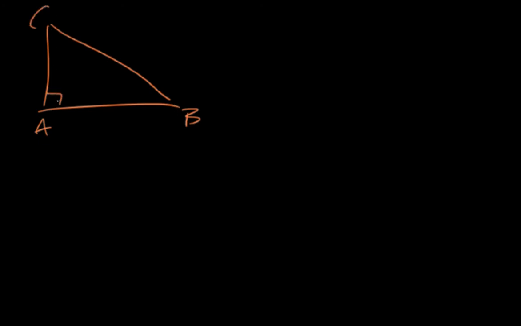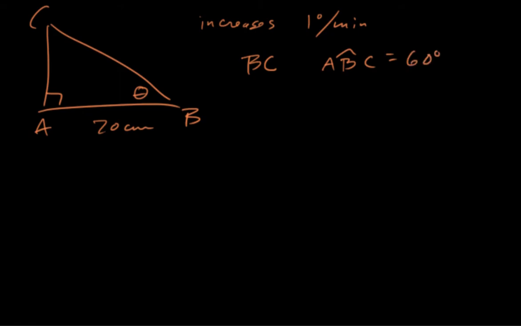Okay, now we have triangle ABC. It's right angled at A, and we're told that AB is 20 centimeters. Angle ABC increases, so this angle increases at a constant rate of 1 degree per minute. At what rate is BC changing at the instant that angle ABC equals 60?